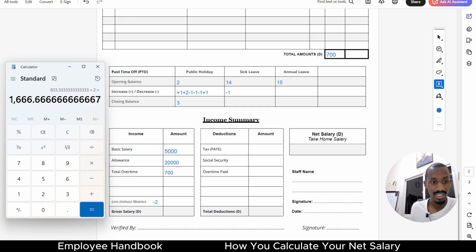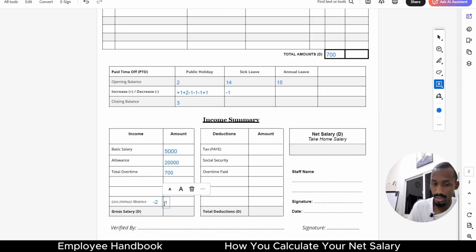Okay, so that means 1,666. This is the amount, $1,666. This is what is removed from my salary. Why? Because I did not earn those days.